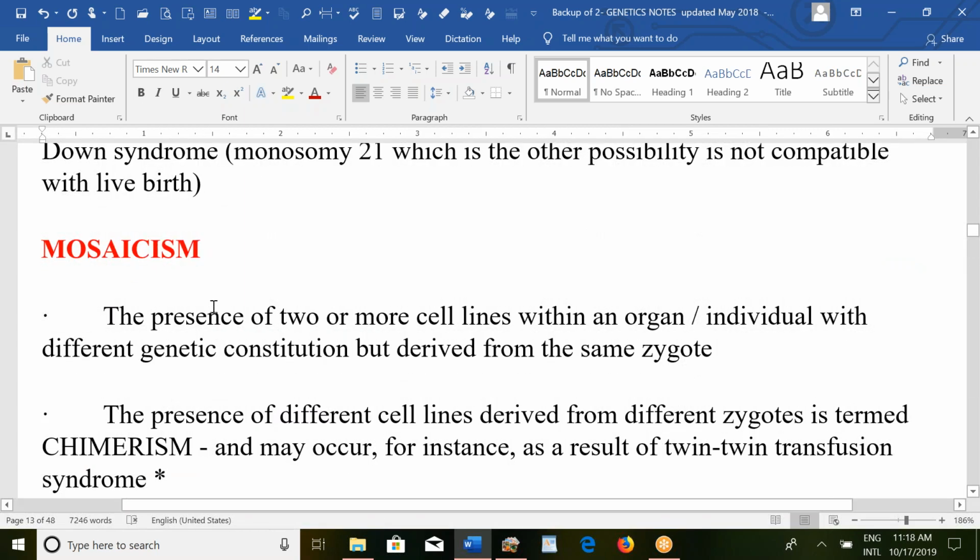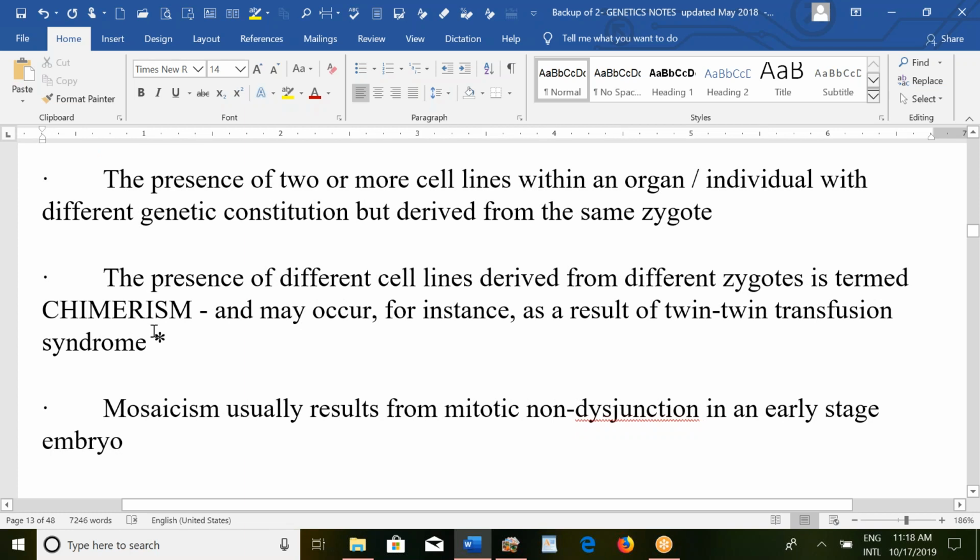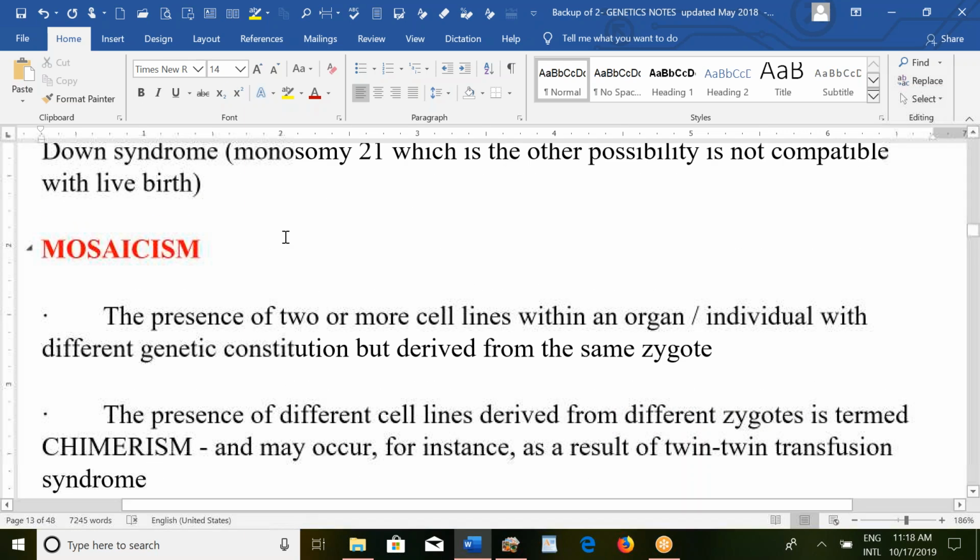Then chromosomes, they can show mosaicism. It means the presence of two or more cell lines within an organ, in individuals with different genetic constitutions but derived from the same zygote. So the zygote will be the same, the cell lines will be different. The presence of different cell lines derived from different zygotes is termed chimerism. If they are coming from the same zygote, that is mosaicism.